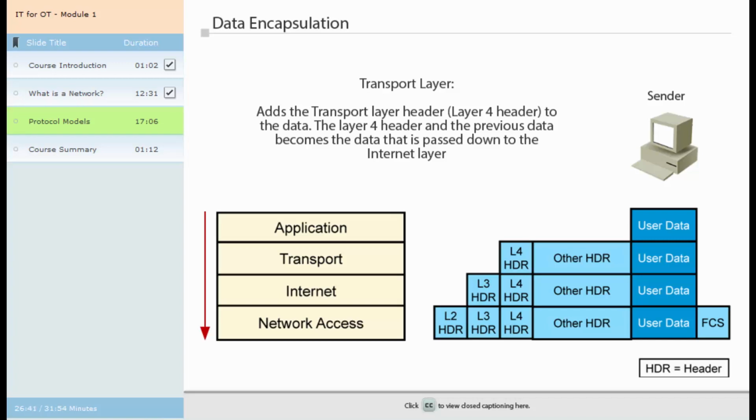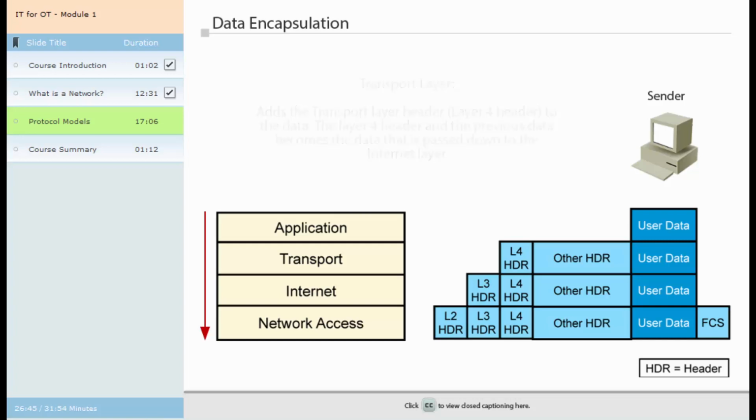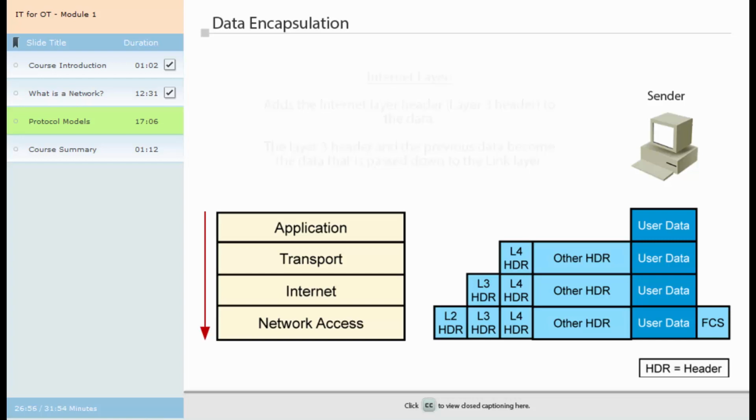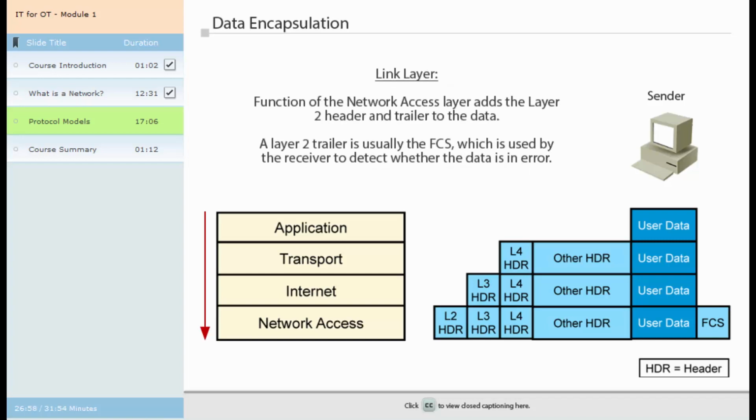The layer 4 header and the previous data become the data that is passed down to the internet layer. The internet layer adds the internet layer header, or layer 3 header, to the data. The layer 3 header and the previous data become the data that is passed down to the link layer. The link layer function of the network access layer adds the layer 2 header and trailer to the data.